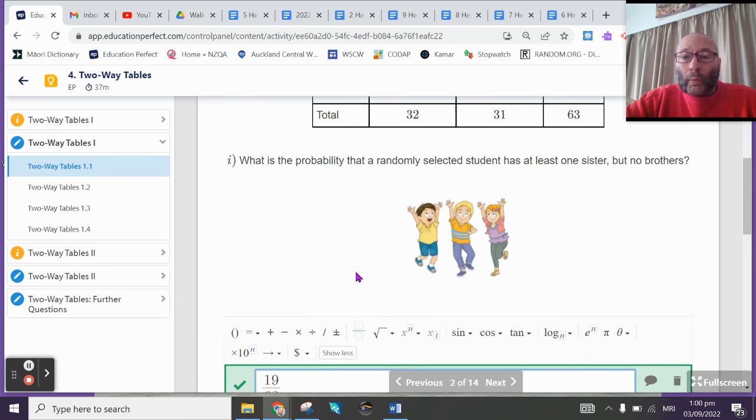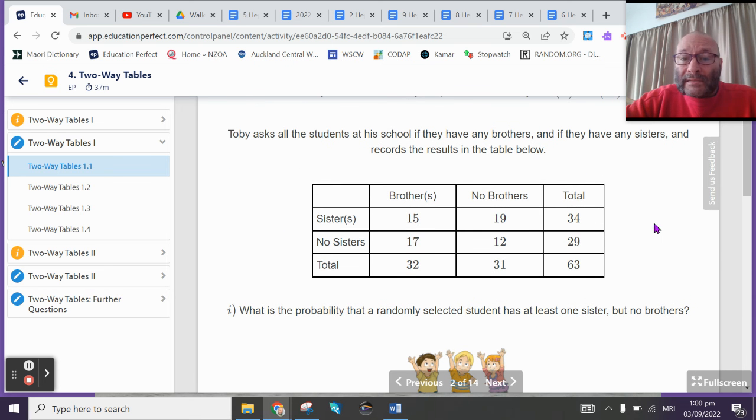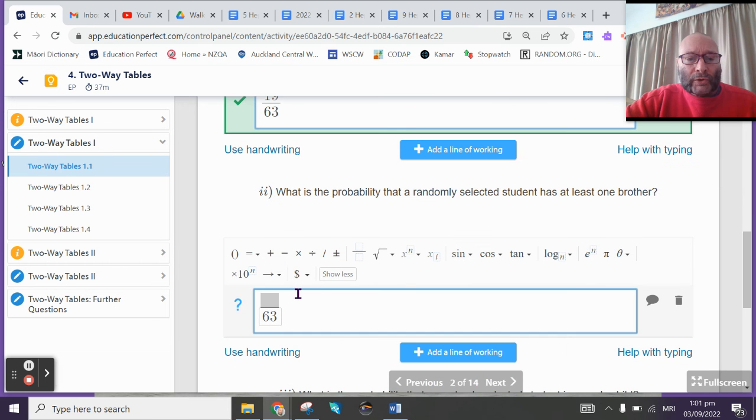So let's see now. Has at least one brother. A randomly selected student has at least one brother. Well, that's this column here. So no brothers 31, but yes brothers, there are 32. So it should be 32 over 63.